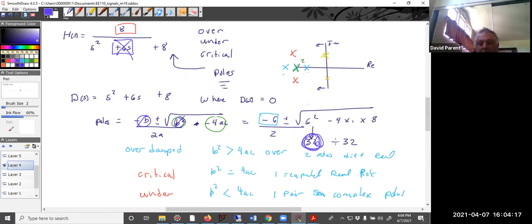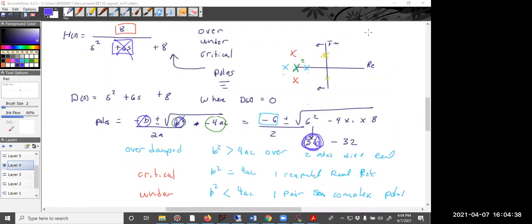So 36 is, and I think I had said it was overdamped, but somehow I didn't realize I wrote 32. Okay. Is that what the 36 in the chat is? I assume. Yep. All right.